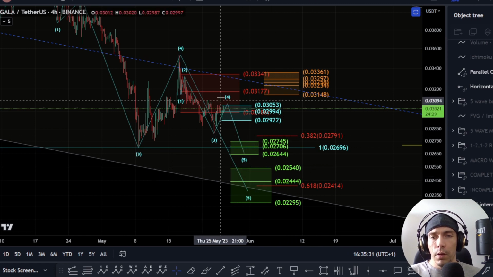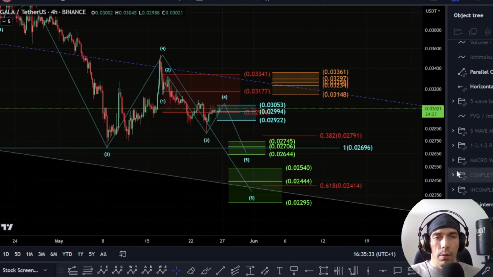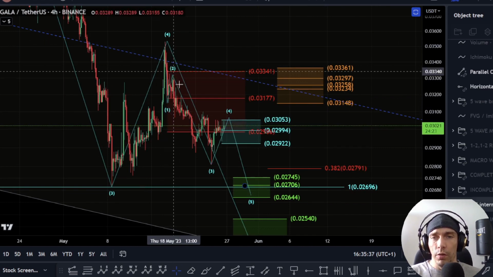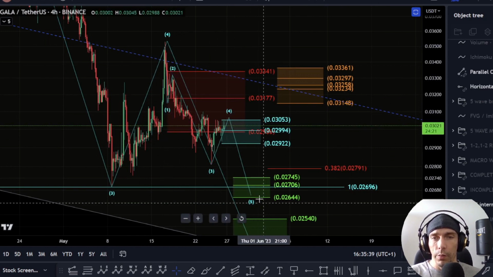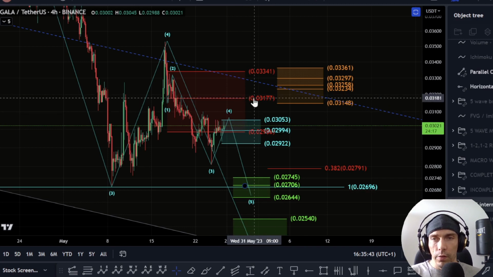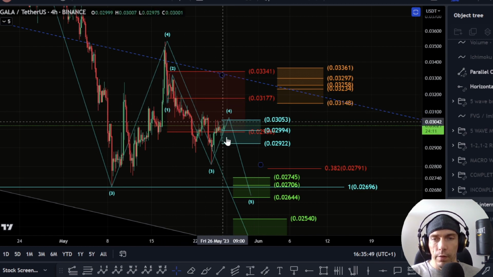If we do look at the internals here, however, what I'm treating this as currently is 1, 2, 3, 4 and looking for this 5th. So this would be valid for as long as we remain below this point here of 0.3158. If we break back above that, that would invalidate this 3rd and 4th as I have it drawn here.